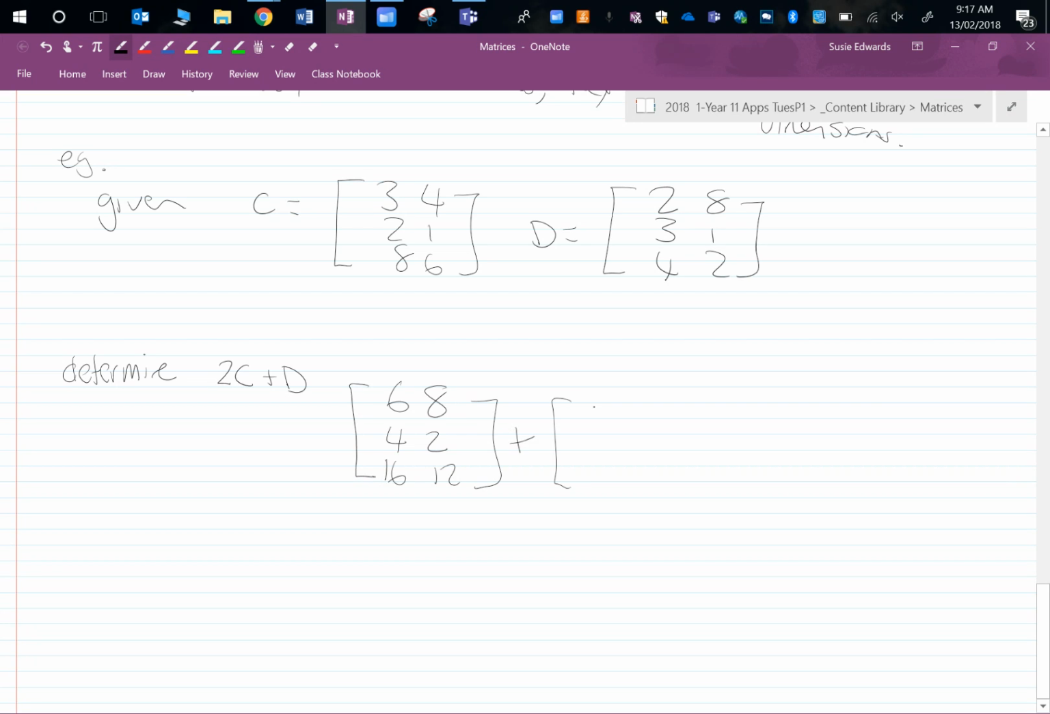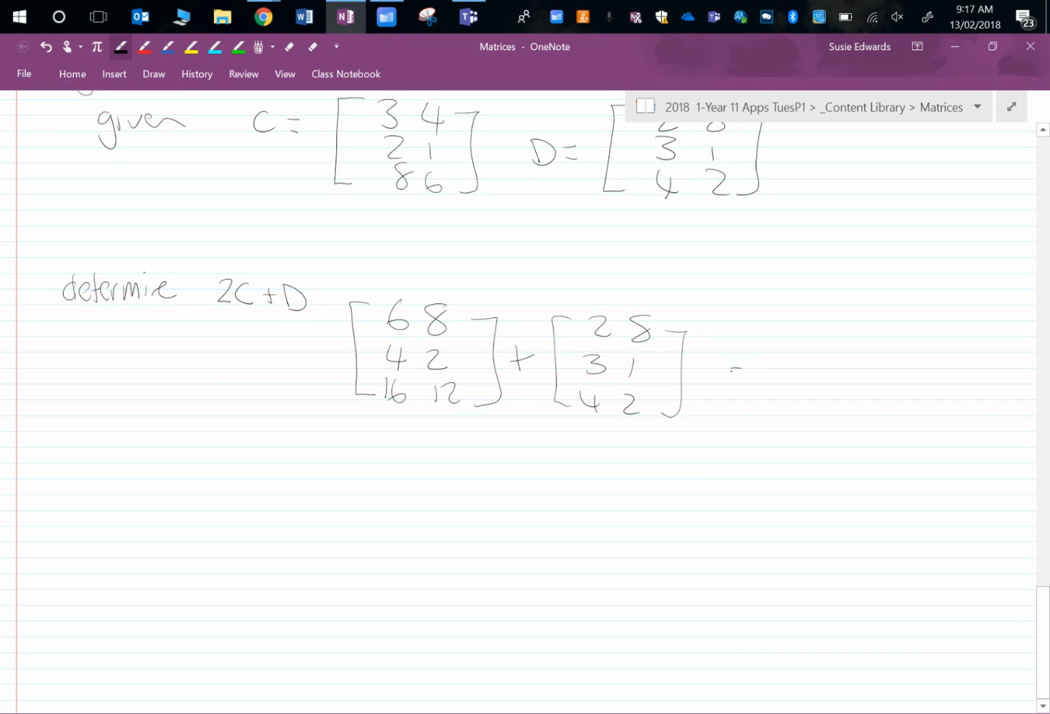Plus, just rewrite the D, 2, 8, 3, 1, 4, 2. So that would be your line of working for your first step. So if there are 2 steps to do, you need to show what you've done. And then we can just add them together. So 8, 16, 7, 3, 20, and 14. Everyone good? All right, I'll come around and help you if you need it.